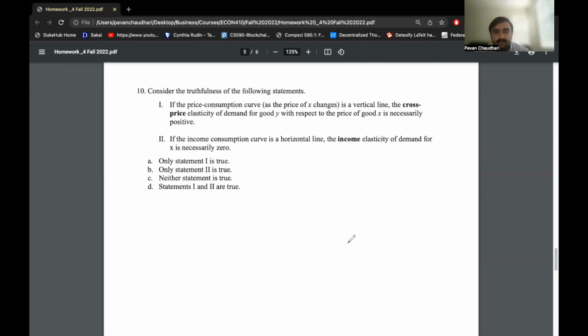Okay, good. Then for statement 2, it says the income consumption curve is a horizontal line. So let's draw out the income consumption curve. Draw our two budget lines. Income change in the middle because of the income consumption curve. And it's a horizontal line in this case. So something like this. We can say X goes up and Y stays the same.